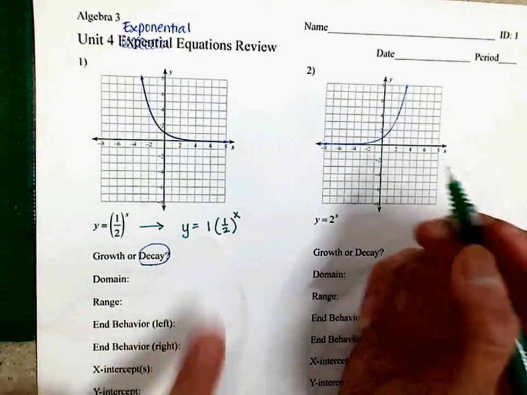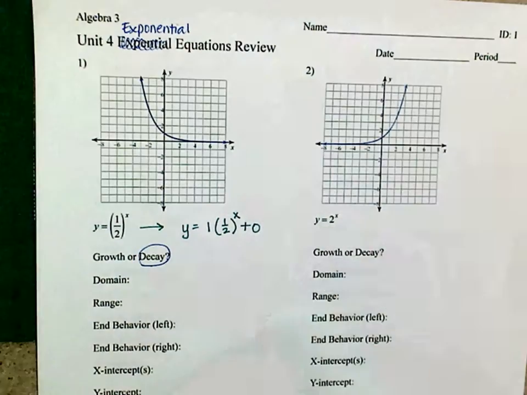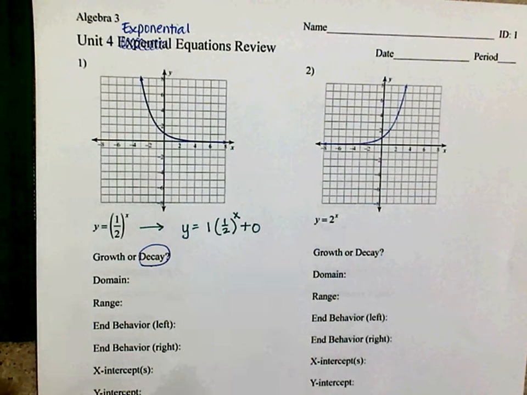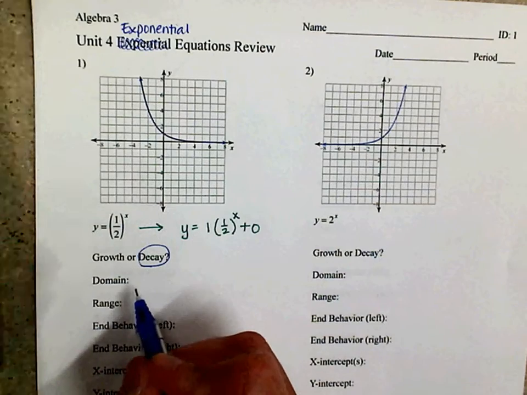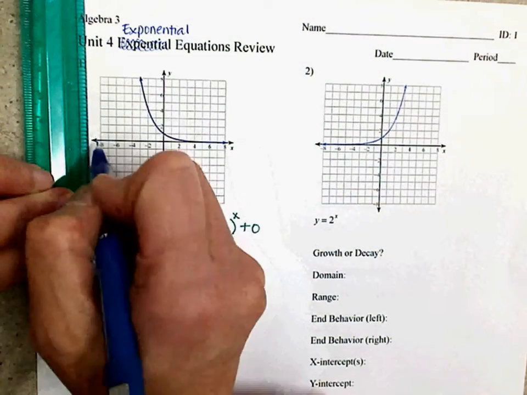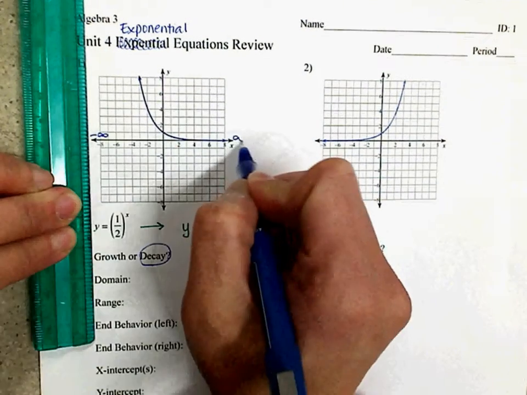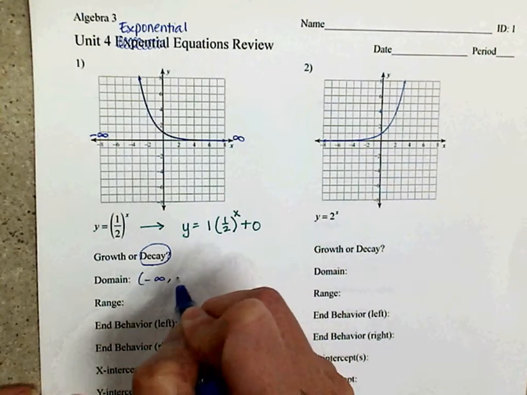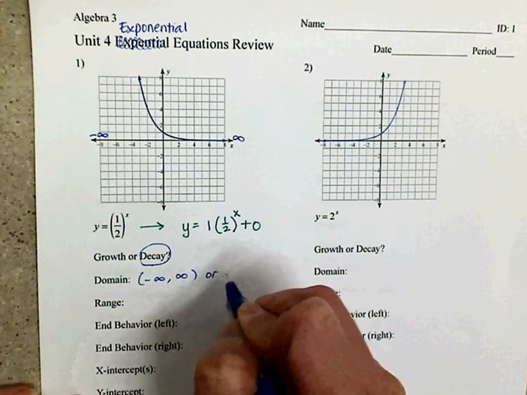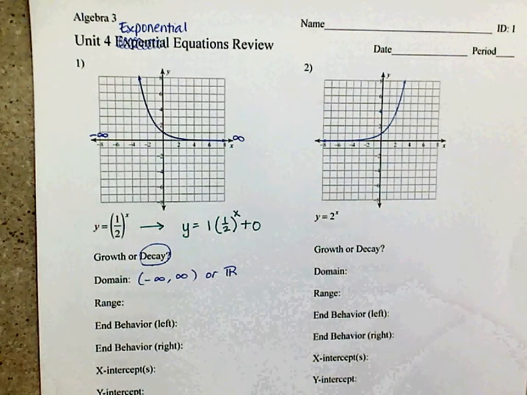That number is going to be important, plus your 0, okay? All right, so let's take a look. Your domain is left to right, so you're going from negative infinity to positive infinity. It's left to right. Parentheses, negative infinity to positive infinity, or you can write all real numbers.